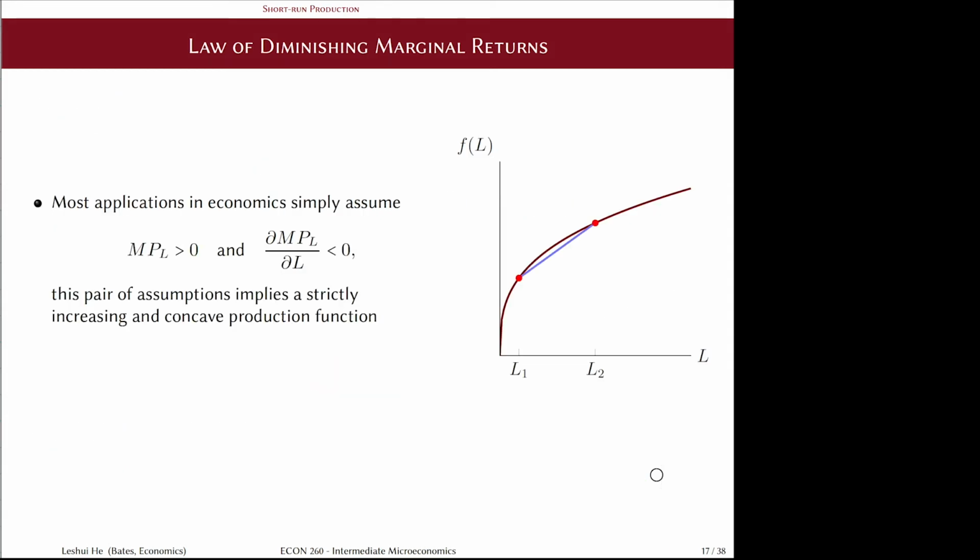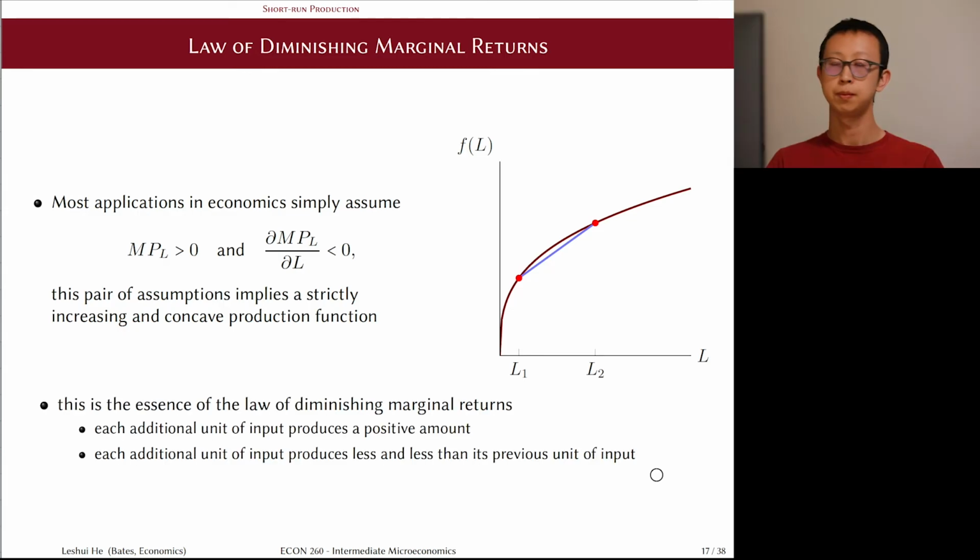In many applications, the models simply assume a concave production function. You can see this as a modeling choice that ignores the initial phase where the input is very low and the marginal product increases with the input. This is appropriate if the firm you model is already at a relatively large scale, but it may not be as appropriate in modeling mom and pop shops. A strictly concave production function captures the essence of the law of diminishing marginal returns. Each additional unit of input produces a positive amount of good, but its marginal product is becoming less and less.